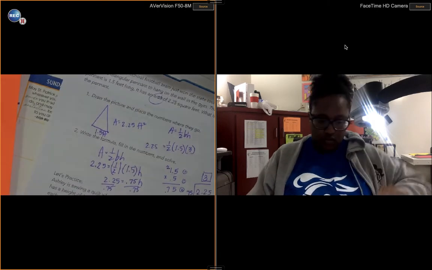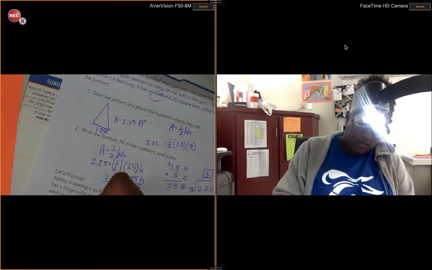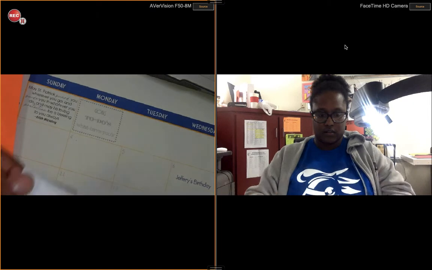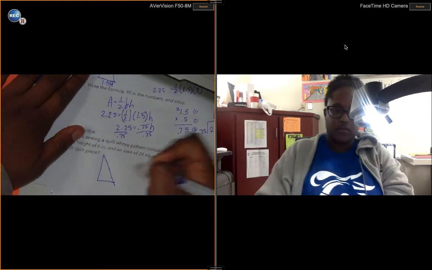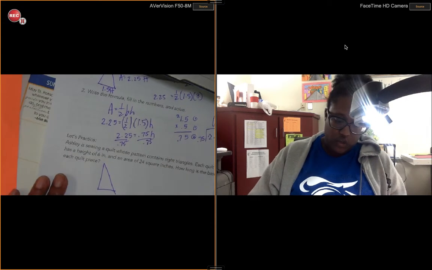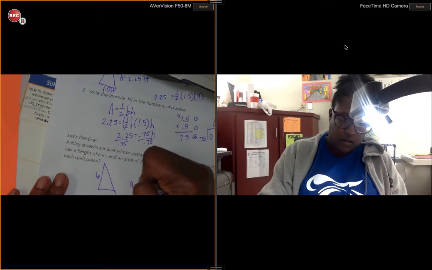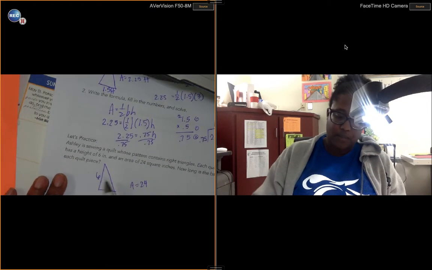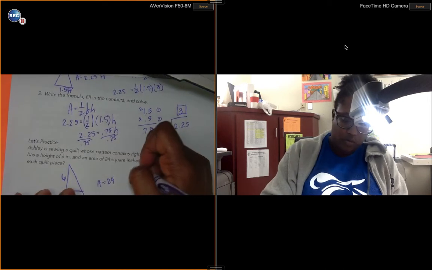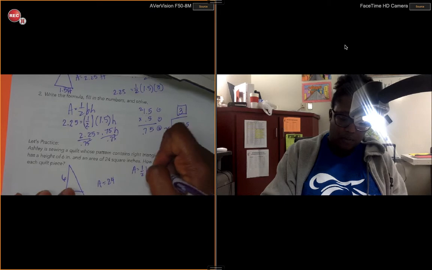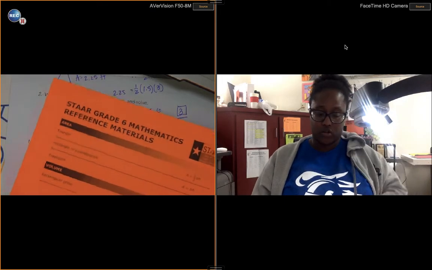Okay, so let's practice. Ashley is sewing a quilt whose pattern contains a right triangle. So I'm automatically going to draw a right triangle. Each quilt piece has a height of 6 inches and an area of 24 inches. How long is the base? So we are looking for B. We start with our formula, which is A equals 1/2 BH. Remember, you don't have to memorize the formula. The formula is going to be on this mathematics chart.